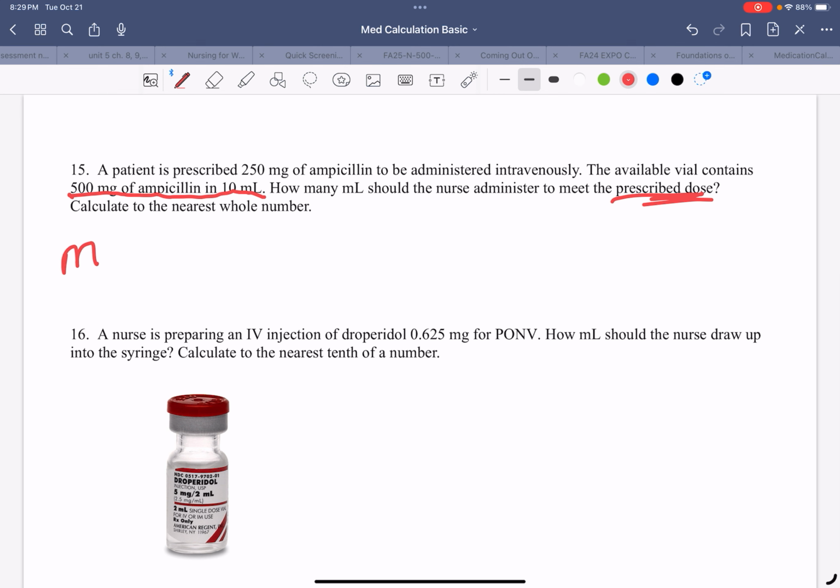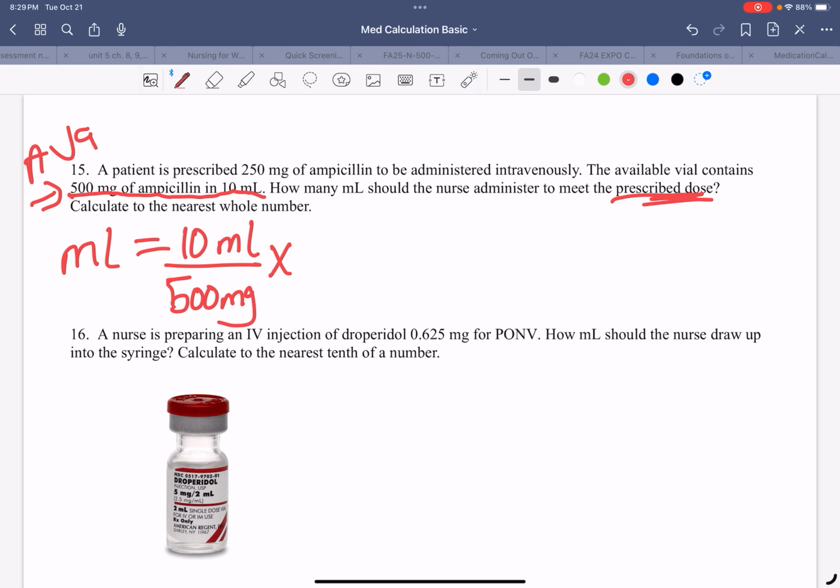So we're looking for milliliter equals available, right? This is how the medication is available. So again, start from what we're looking for. 10 milliliter per what? 500 milligram times the prescribed 250 milligram, right? So milligram cancel milligram. So now we can get our answer, and it was milliliter.